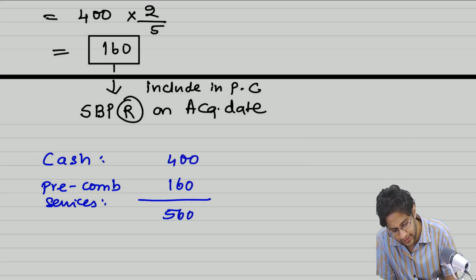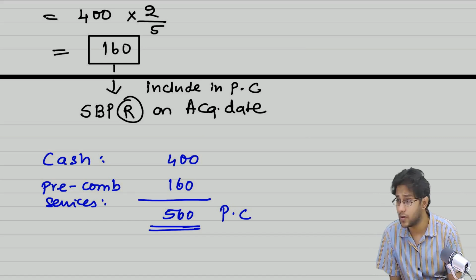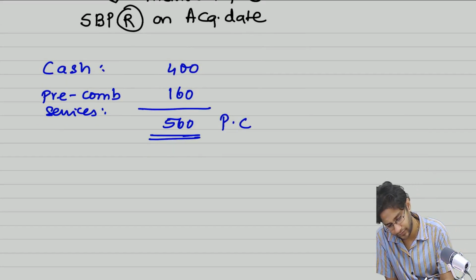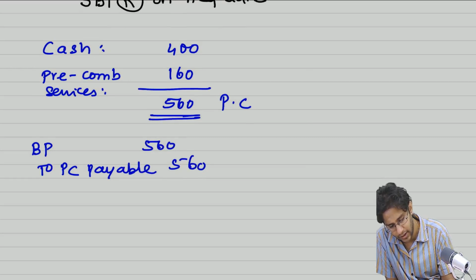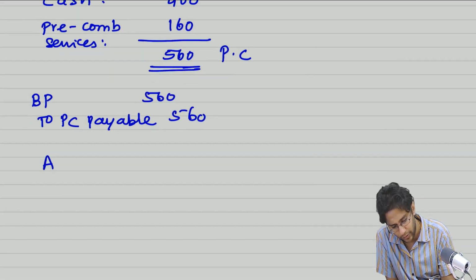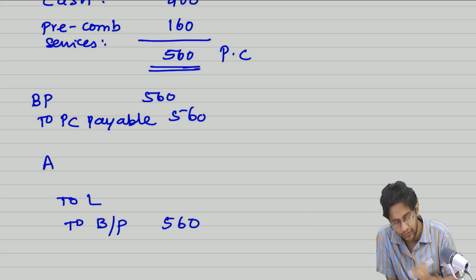So total PC is 560. So what you will do is, business purchase to PC payable, first entry with an amount of 560. Second entry, so many assets, so many liabilities, to business purchase, this amount will be recorded with 560.